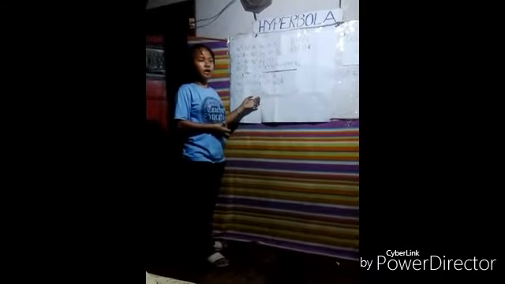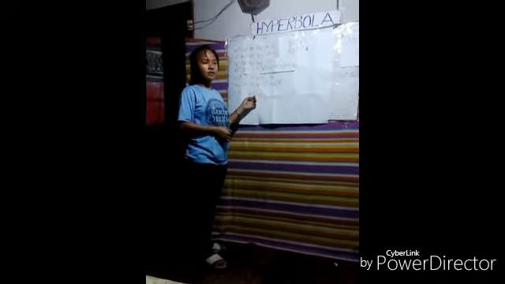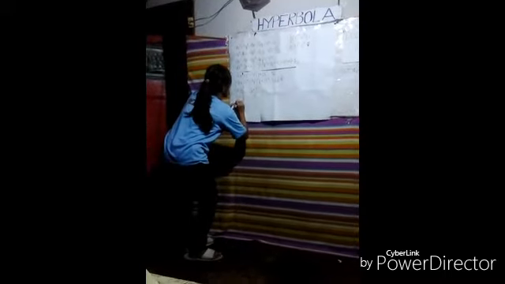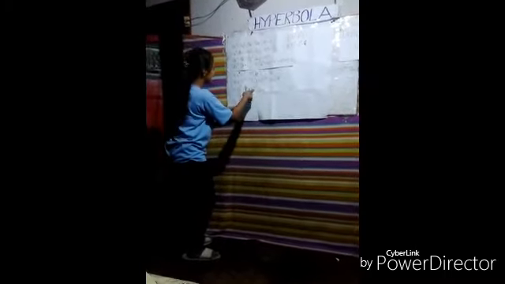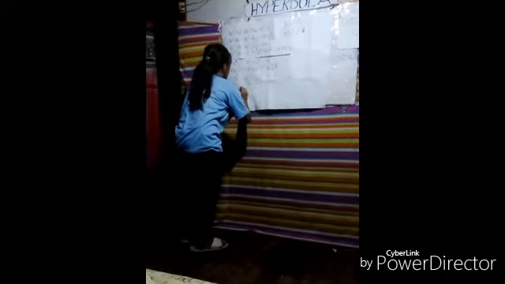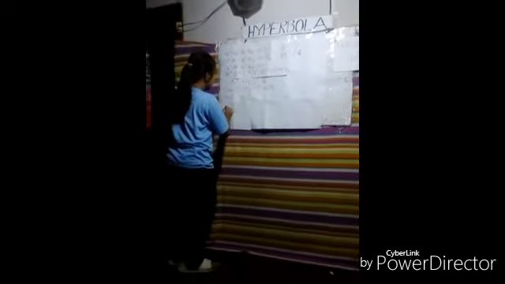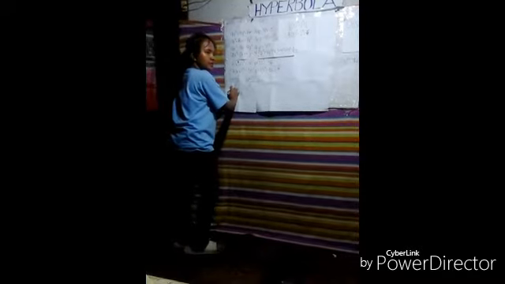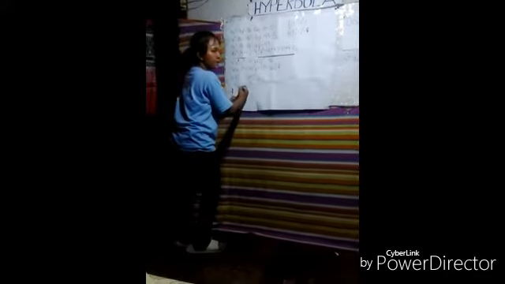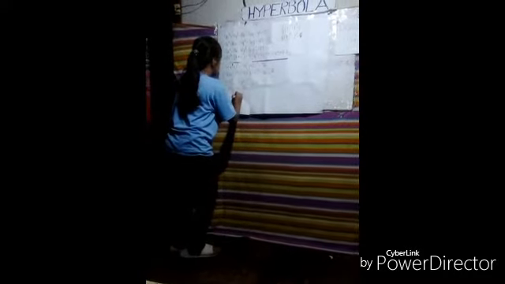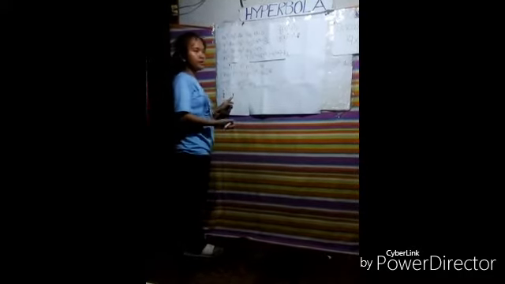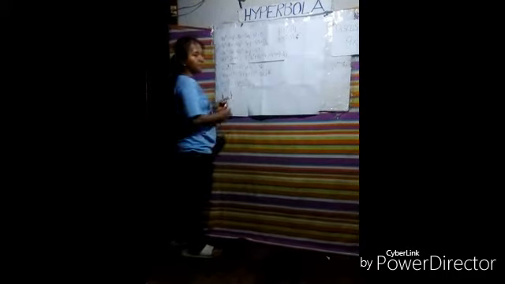So this is a hyperbola whose transverse axis is parallel to the x-axis and whose center is the point (1, negative 2). So our h here is positive 1, and our k here is negative 2.